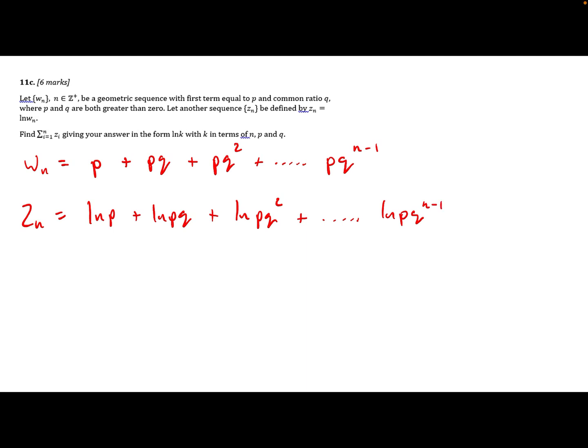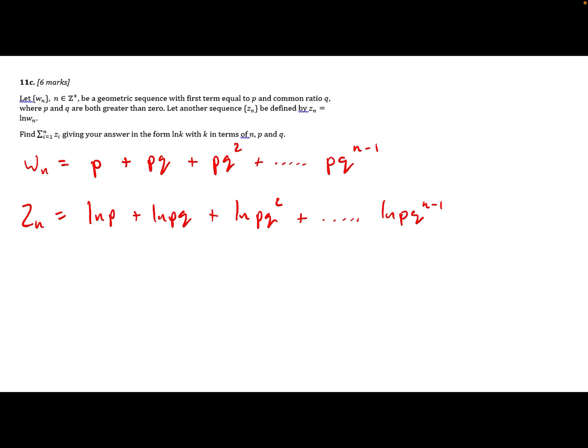Now, you are basically asked to find the sum of the first n terms of Z_n in terms of n, p and q. So the first thing you need to do is work out what type of sequence it is. You know, it's obviously either going to be arithmetic or geometric because you don't know how to do sums of any other types of sequence. So common sense should have led you to think, is it arithmetic, is it geometric? And you can test: if it's arithmetic, there'll be a common difference. If it's geometric, there'll be a common ratio.